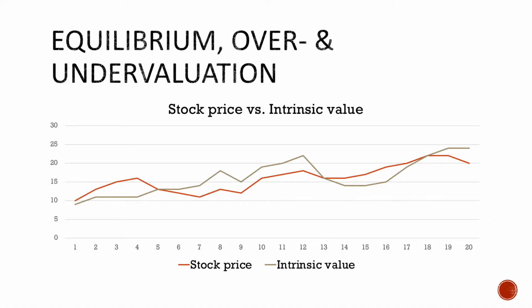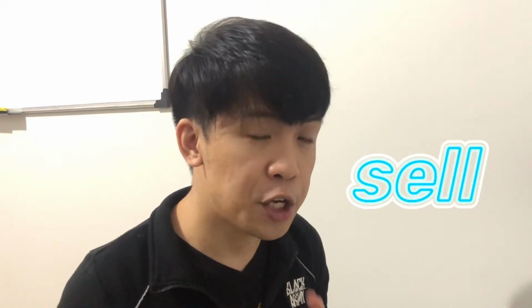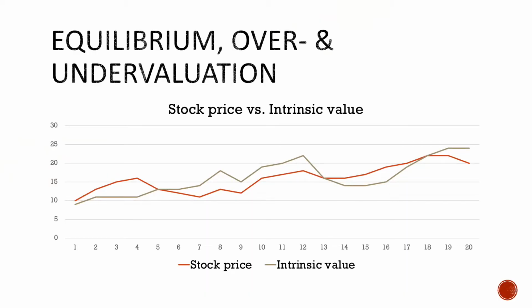There are times when the stock price exceeds the intrinsic value. This happens when the orange line is above the gray line. We call this situation overvaluation. If a security is overvalued, it would be good to sell the security. You're going to get more for the less that you have. Meanwhile, when the orange line is below the gray line, this is a situation where the stock price is less than the intrinsic value. This is undervaluation.